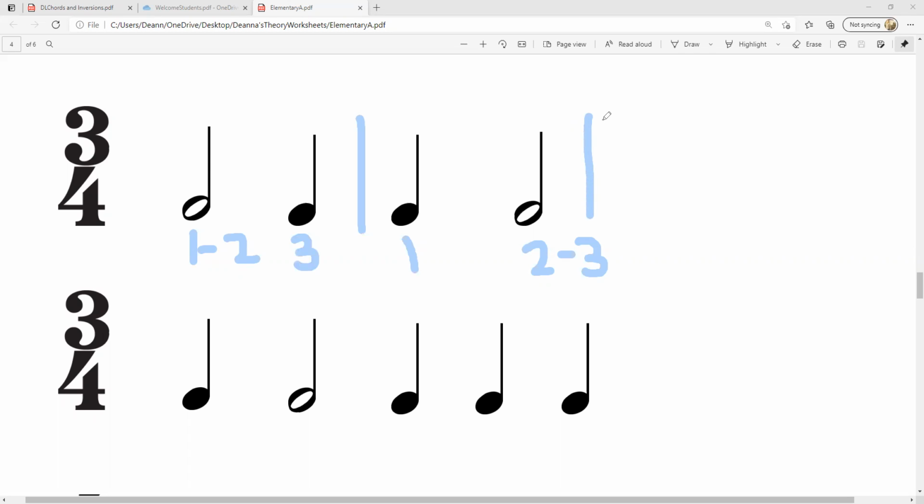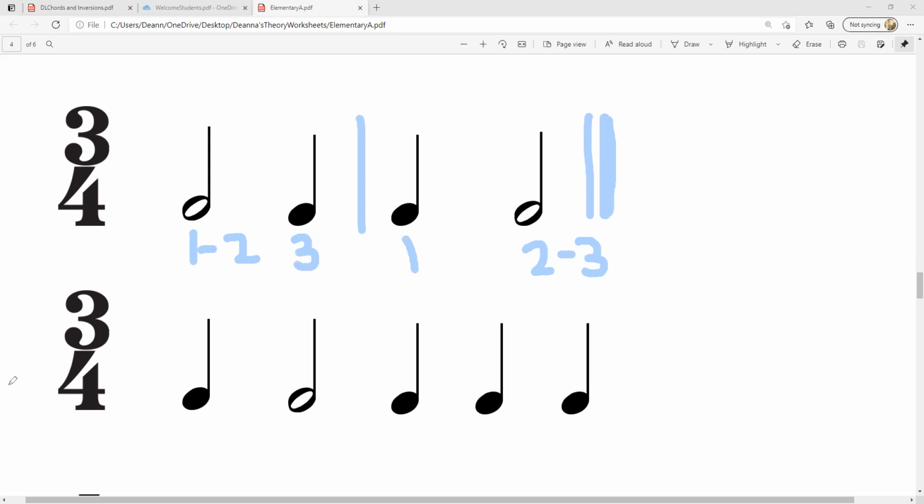Or we could put a double bar line. Remember, double bar lines are at the ends of pieces of music. And the outside bar line is nice and thick. Not doing a very good job, but you get the idea.